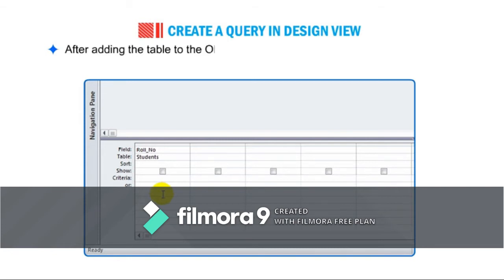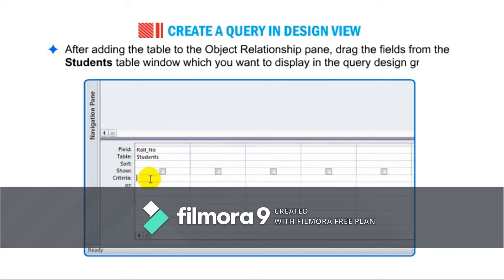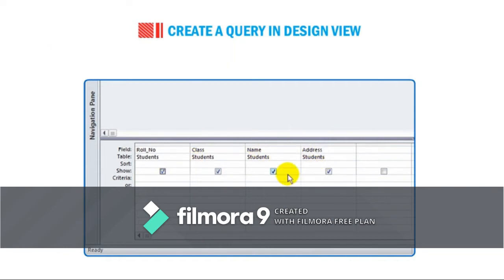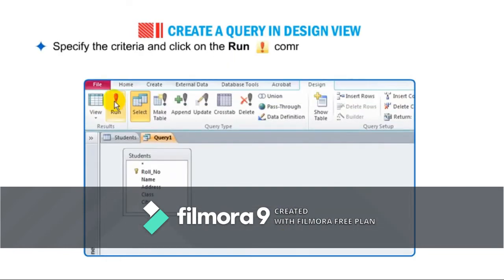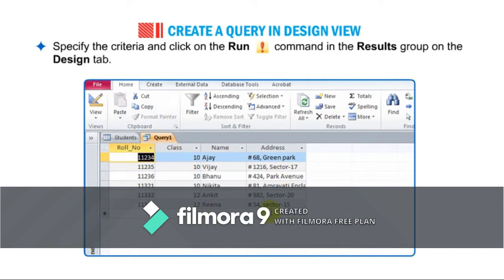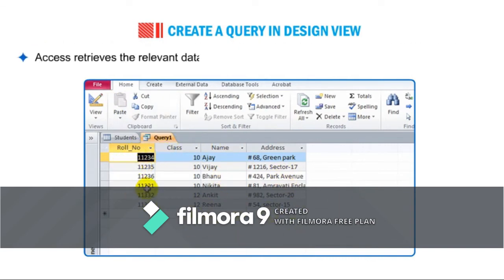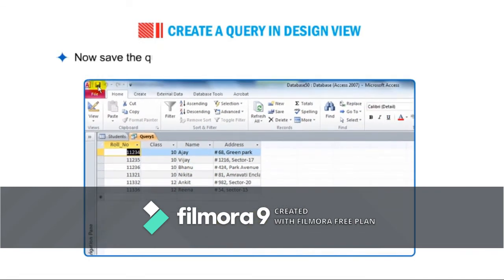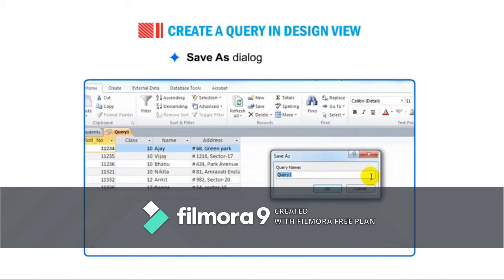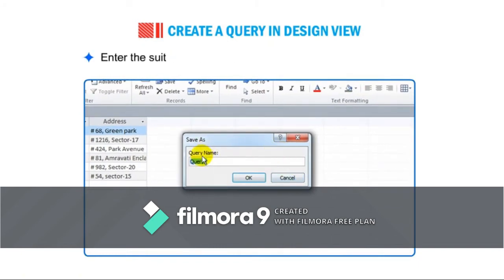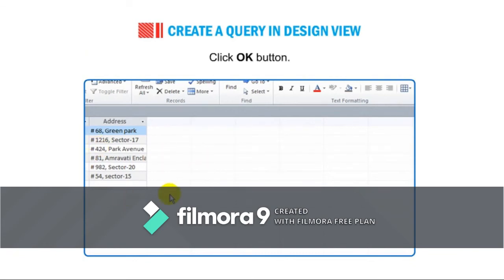After adding the table to the object relationship pane, drag the fields from the Students table window which you want to display in the query design grid. Specify the criteria and click on the Run command in the Results group on the Design tab. Access retrieves the relevant data from the table and displays the output in Datasheet view. Now save the query using the Save button located on the Quick Access toolbar. The Save As dialog box appears. Enter a suitable name for your query in the Query Name text box. Click the OK button.